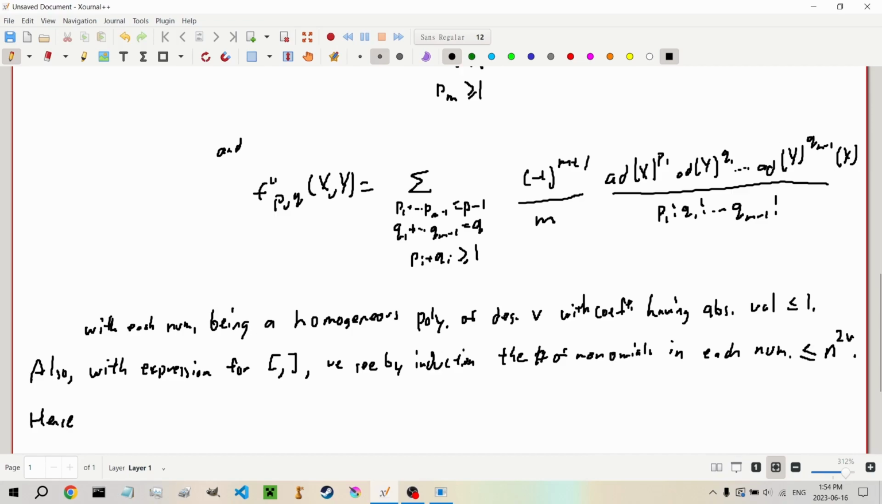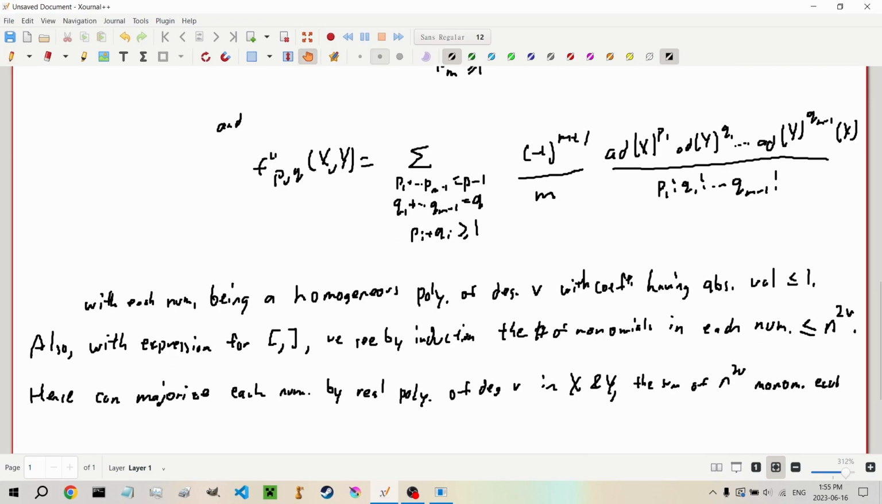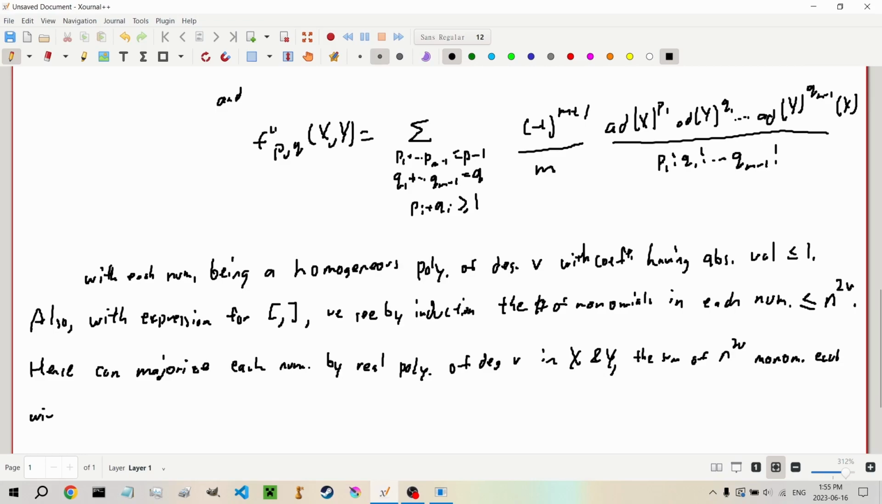Hence, we can majorize each numerator by a real polynomial of degree nu in x and y, which is the sum of n to the two new monomials, each with a coefficient of 1.